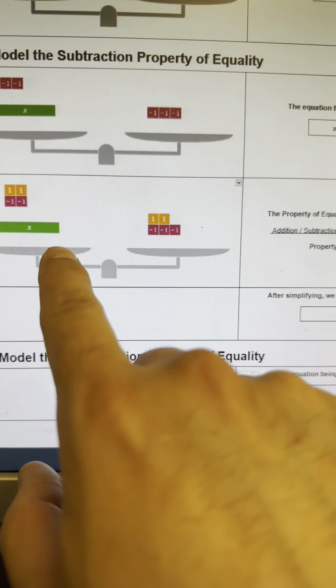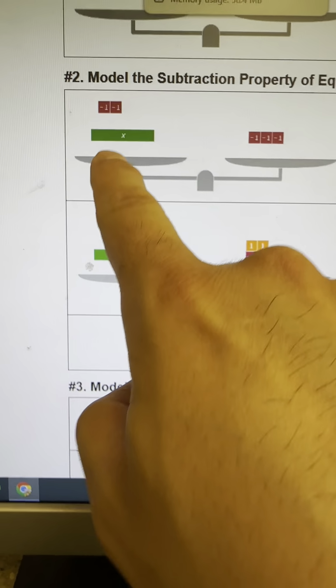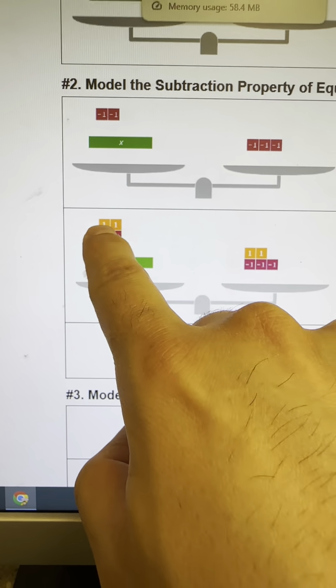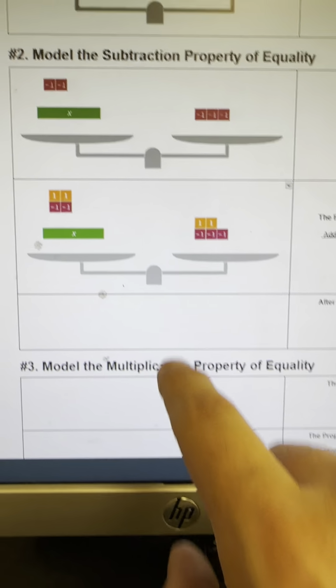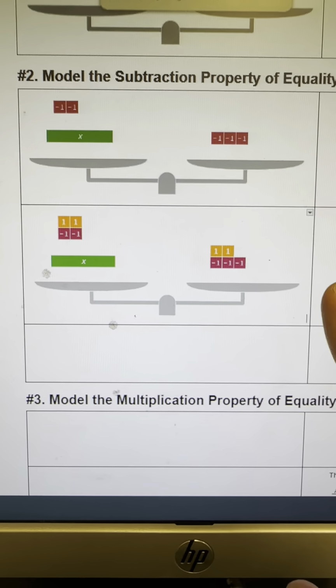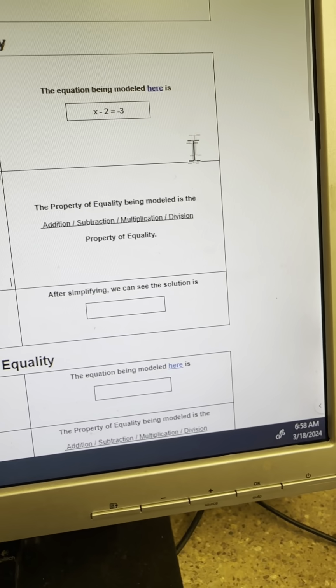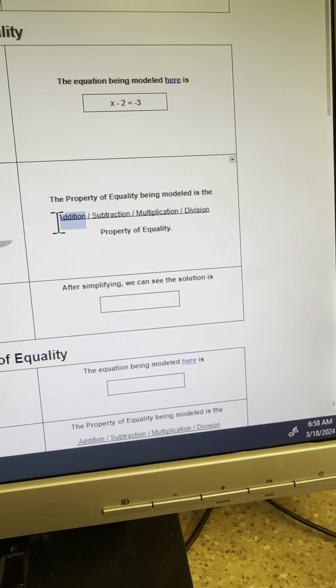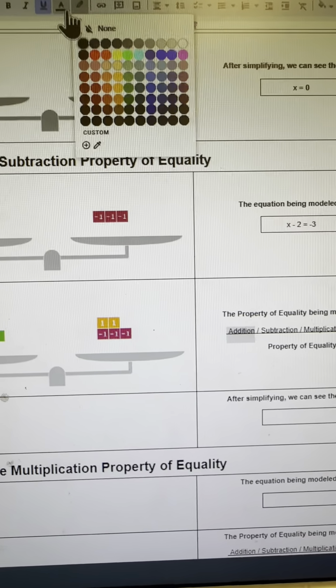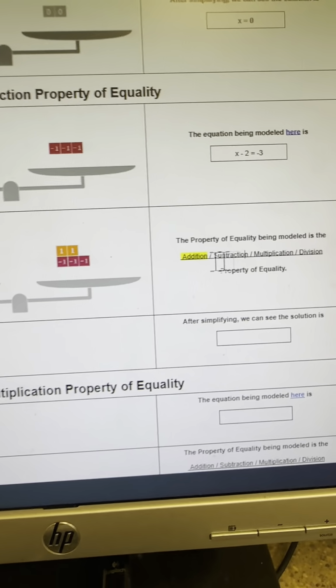Now you can see I copy and pasted it here. And since my original equation had 2 negatives and now I added 2 positives on the left and right side, that means I'm using the addition property of equality because I'm adding 2 positives to both sides. So then I'm going to go over here and choose the addition property, and I'm going to highlight it yellow to show my answer choice.